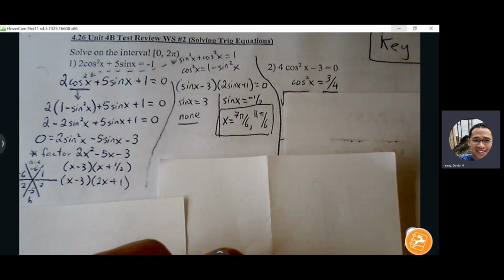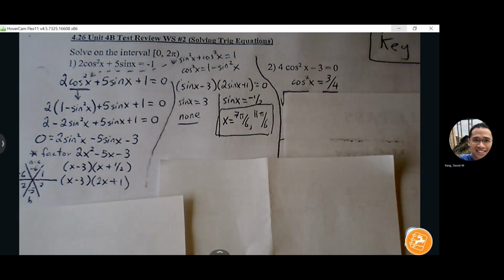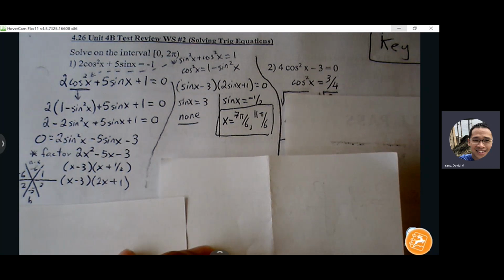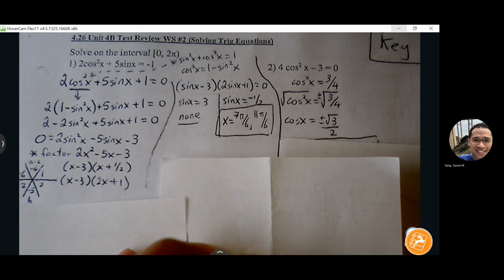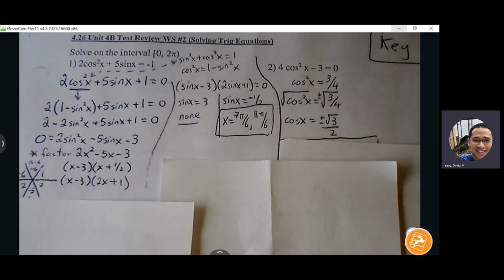What happens though when we take the square root? Plus or minus, right? Plus or minus on the other side, which means that all 4 quadrants will be represented. So everything in that pi/6 family, right?